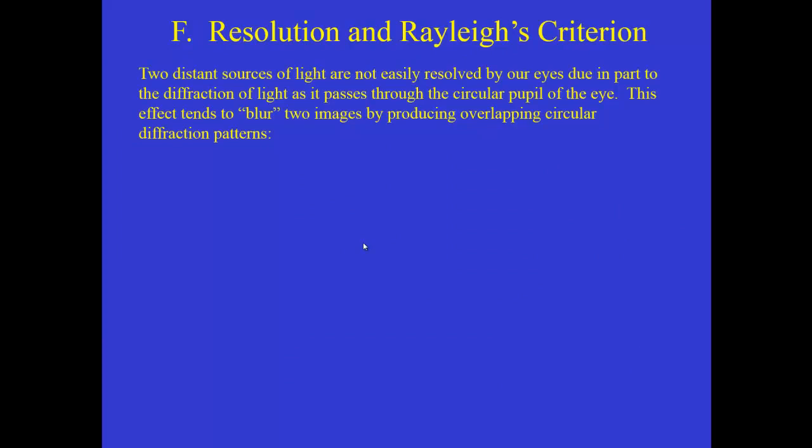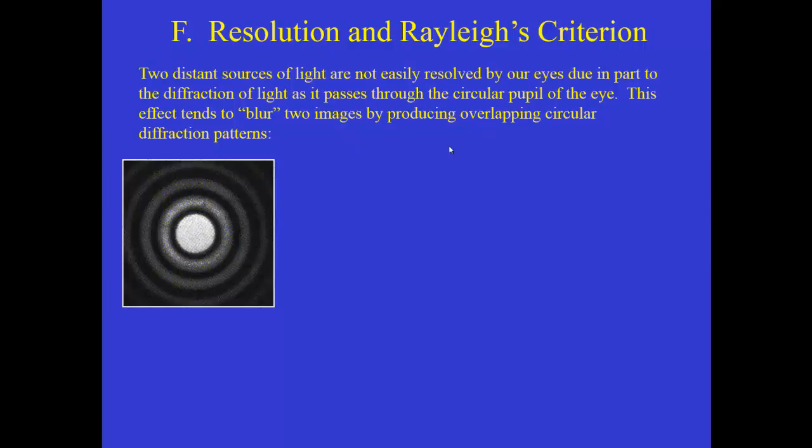Okay, now let's move on and cover this concept of resolution. And diffraction, because it represents the bending of light when it passes through an opening of some kind, imposes an ultimate limit on our ability as human beings who have a circular aperture that lets the light into our eye. It imposes a limit on our ability to resolve 2 different sources, to be able to perceive them as 2 different sources. So that diffraction, the bending of the light as it passes through the pupil, tends to blur the light that comes from 2 images by producing overlapping circular diffraction patterns.